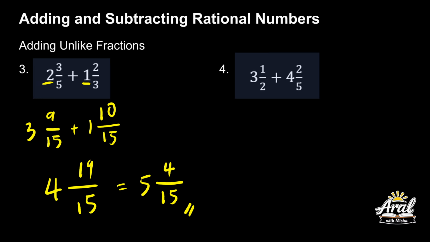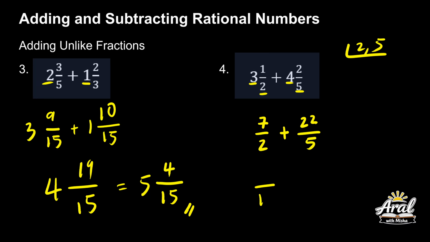Okay, 3 times 2. 3 times 2 is actually 6, di ba? 6 plus 1, 7. So, 7 over 2. Yan yung mag-convert ng mixed number to a improper fraction. Okay? Plus, 5 times 4, that's 20. Okay? 20 plus 2, 22 over 5. So, ang LCM ng 2 and 5, wala silang common factor. So, multiply mo lang 10.